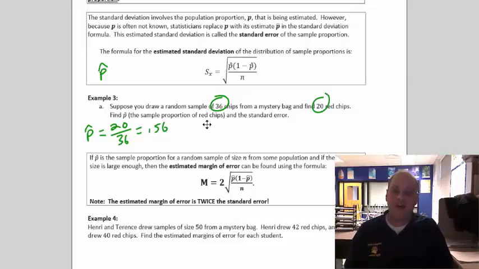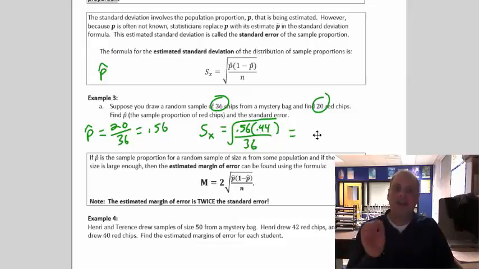Now that we know p hat, we could find our standard deviation without the calculator. Well, we're going to put this in the calculator, but we're not going to do L1, L2, and all that. So 0.56 is p hat. 1 minus p hat would be 0.44, and 0.56 and 0.44 add up to 1. Divide by n, the sample size, 36. So our standard deviation is 0.083.